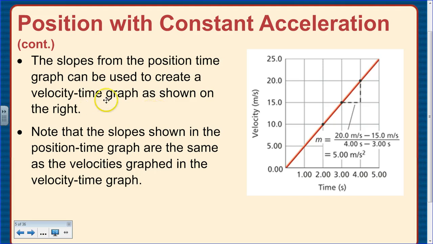The slope from the position versus time graph can be used to create a velocity versus time graph. The slopes shown in the position-time graph are the same as the velocities in the velocity graph. So basically we can graph this out, and now we have a velocity versus time graph. And we get a nice straight line. This slope is equal to the acceleration. So keep that in mind. We're going to see this time and time again.